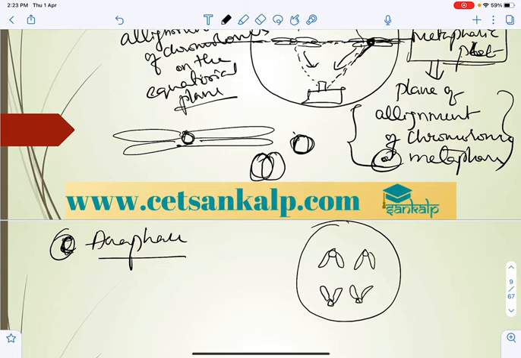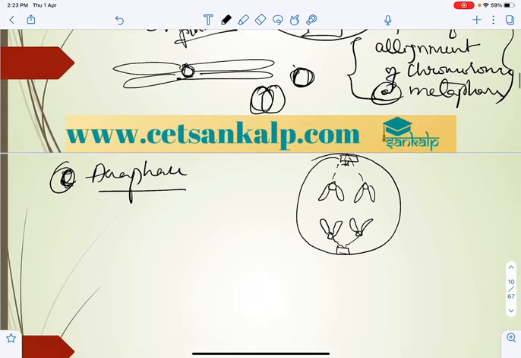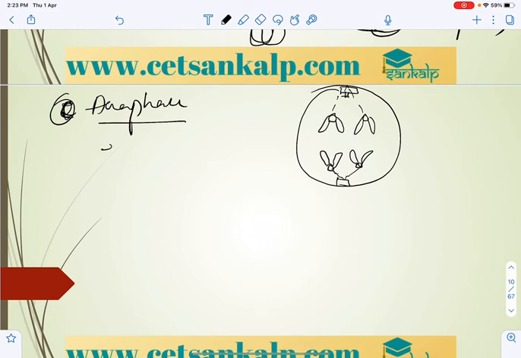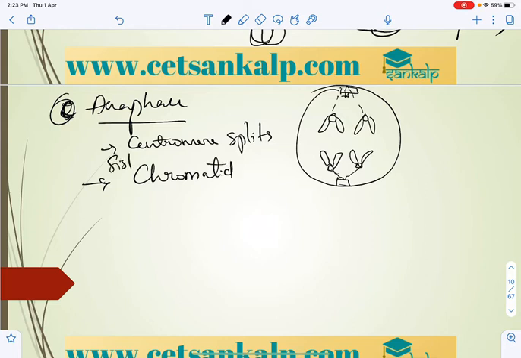So here, when the constriction of the spindle fiber takes place, they are going to pull the sister chromatids towards the opposite pole. This is a characteristic feature of anaphase. The centromere splits longitudinally, and as it splits, the chromatids separate. The sister chromatids separate from each chromosome.